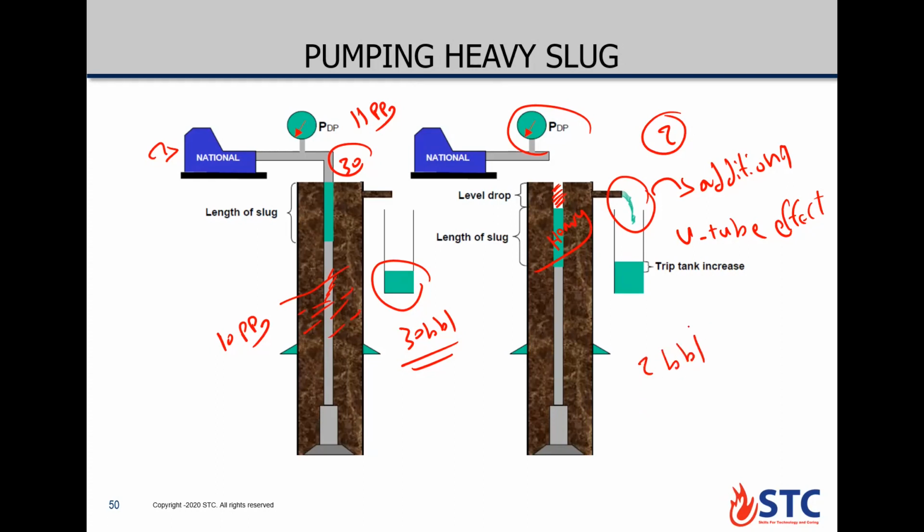If he is asking about the total volume, back again to the trip tank, so you need to take the full volume of the slug, 30, plus the additional volume 2. So the answer will be 2 plus 30, so it will be 32 barrels. Okay, as long as the slug is still inside the pipe, the bottom hole pressure will not change. But once the slug is displaced into the annulus, once the slug started to enter the annulus, now bottom hole pressure will start to increase.